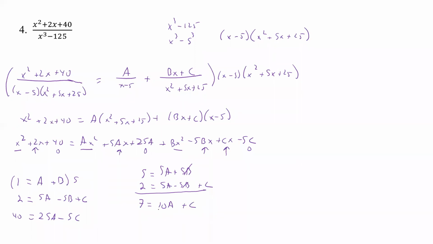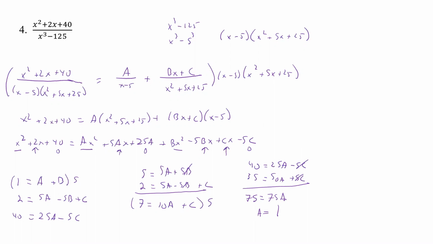Now I've got these two with a's and c's only, and so if I multiply this one times 5, that will get rid of c's. So then I have 40 equals 25a minus 5c. Here I have 5 times 7 is 35 equals 5 times that, it's still going to be 50a, plus 5c. So those are gone. So 40 and 35 is going to give me 75 equals 75a. So a equals 1.